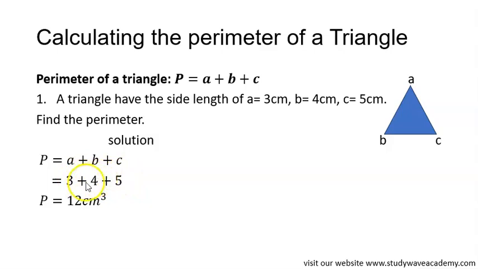And when you add all this together, what is going to be your answer? 3 plus 4 plus 5 is going to give you what? 12 centimeters. Okay? So the perimeter of a triangle whose side lengths are 3 centimeters, 4 centimeters, and 5 centimeters is 12 centimeters. Okay? Do we understand? Good.